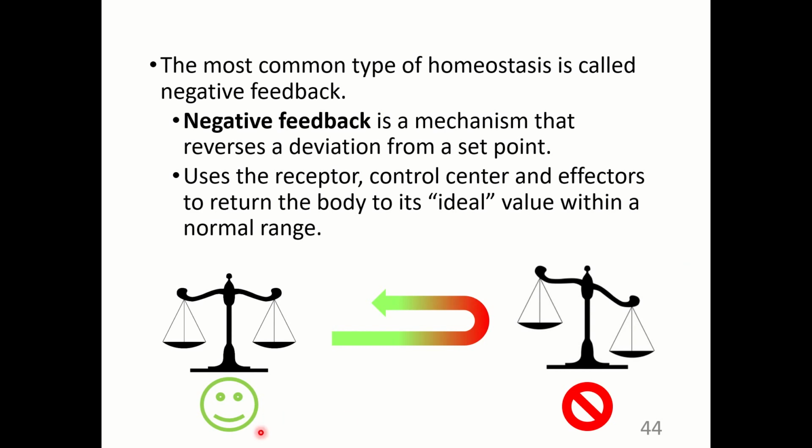In my illustration here, I have the balance illustrating set point or normal range. That's green, happy. And then in the next illustration, you see that we have gone out of balance. We've either gotten too hot or too cold, and we don't like that. That's in the red. So negative feedback takes us away from our change and moves us back towards our set point, our normal range. That's why it's called negative feedback. It reverses the effect of our stimulus, the stimulus being the change in temperature.